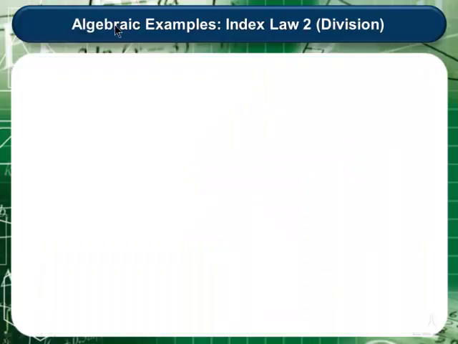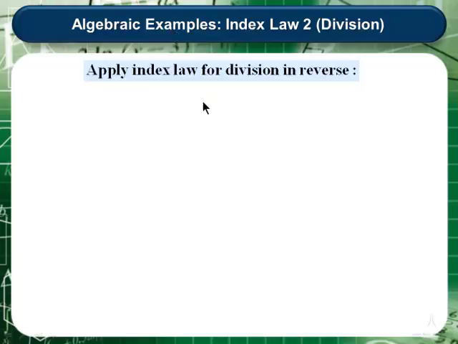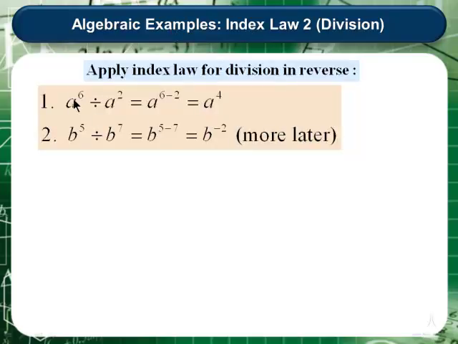Let us consider a few algebraic examples based on the index law for division. If you have a to the power 6 and you divide it by a to the power 2, then of course it's a to the power 6 minus 2, or a to the power 4. In the second example, b to the power 5 divided by b to the power 7 is b to the power 5 minus 7, or b to the power minus 2. We will discuss this at a later stage, because we normally would like to end up with a positive index.